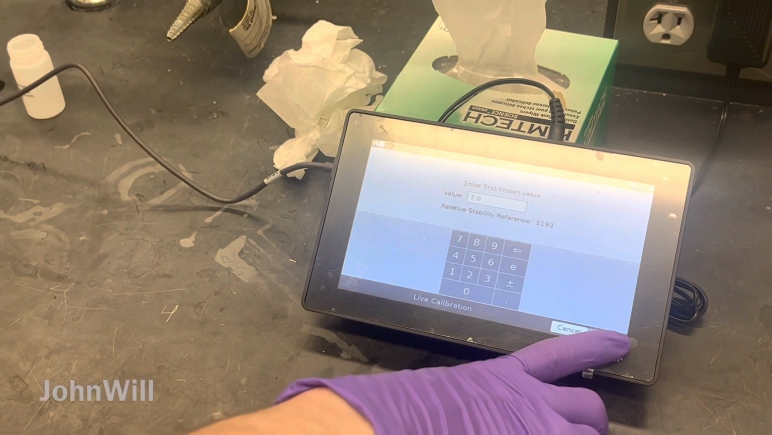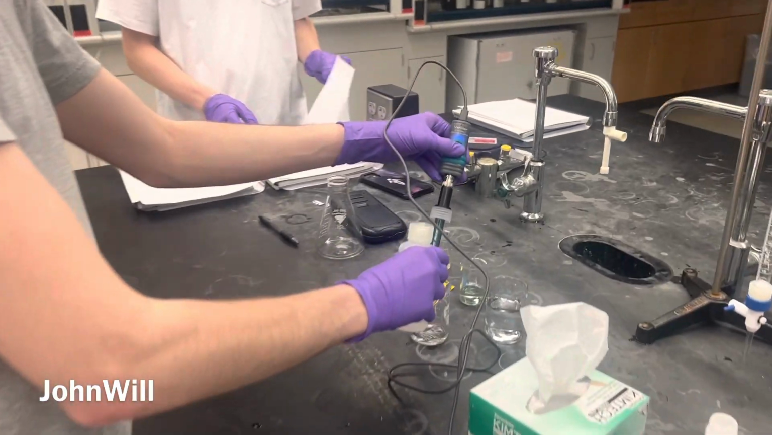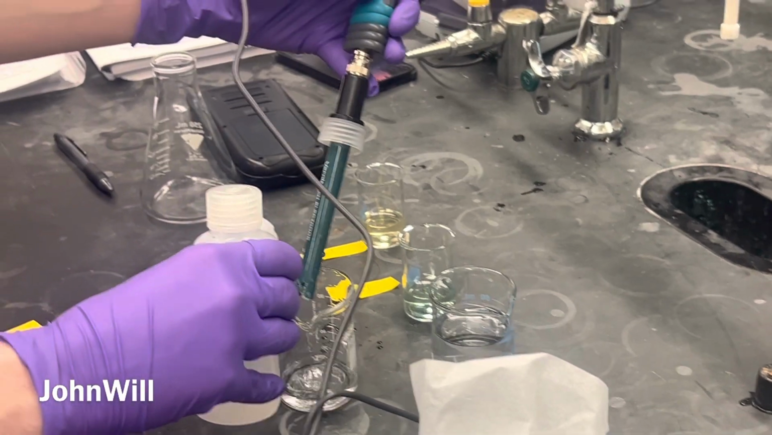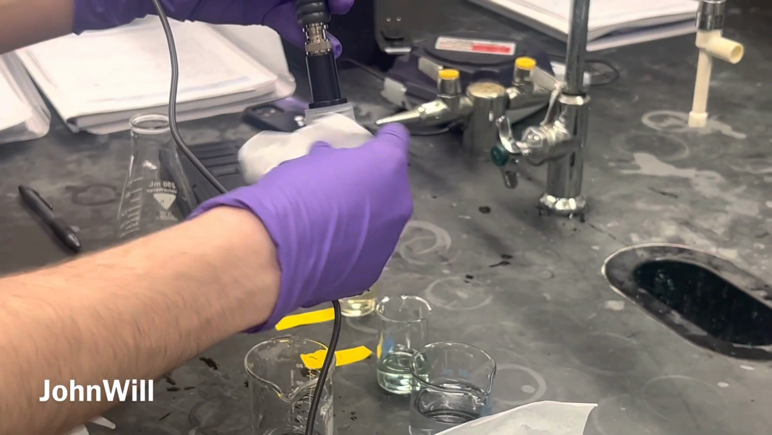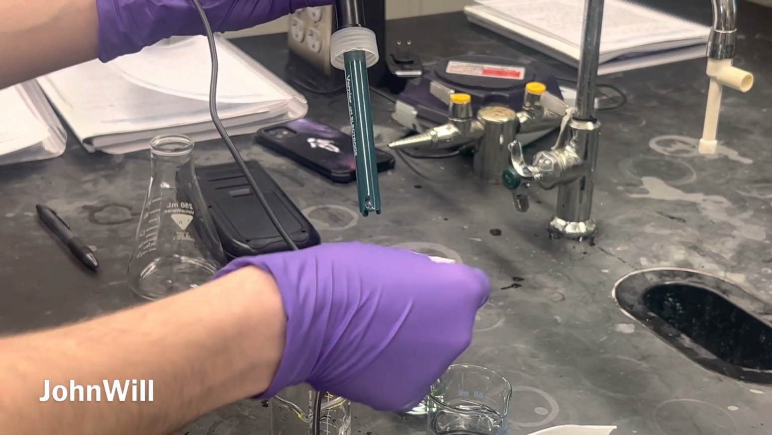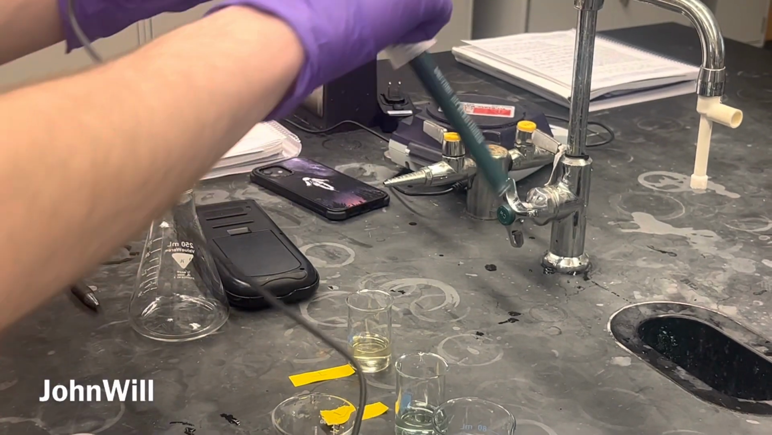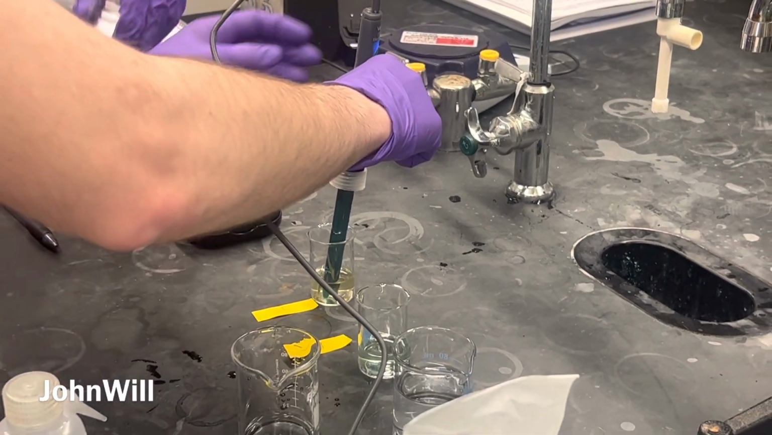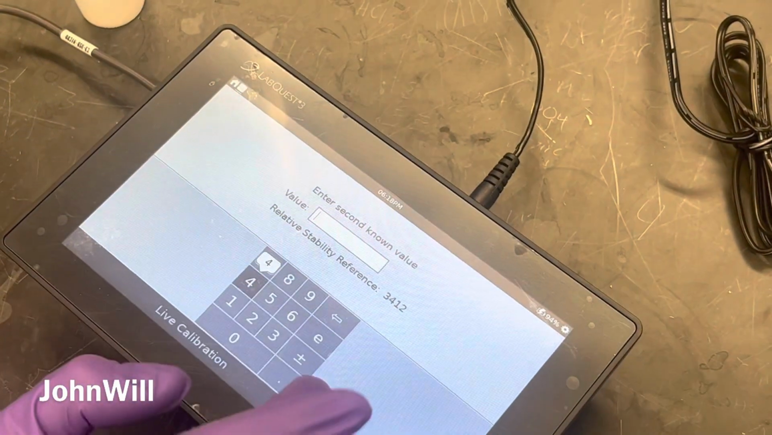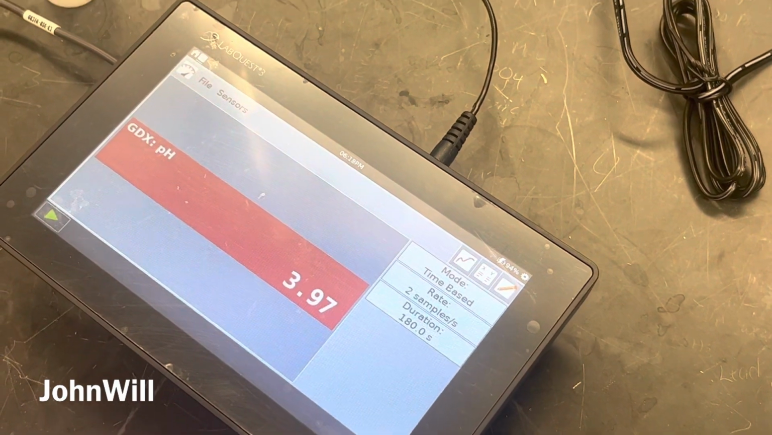We then pressed keep. We then washed the pH 7 buffer off the probe with DI water and chem wiped once again. We completed the same process with the pH 4 buffer as we completed with the pH 7 buffer previously. We then selected apply to complete the process.